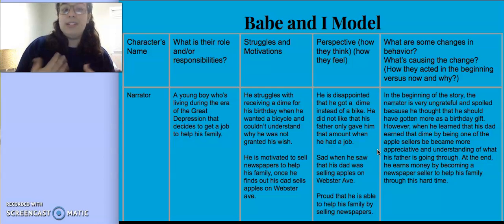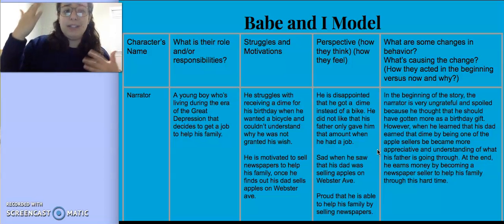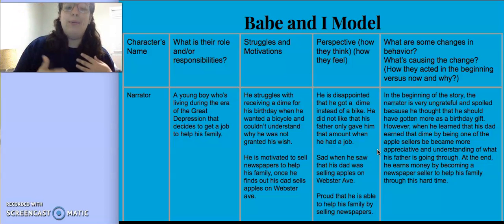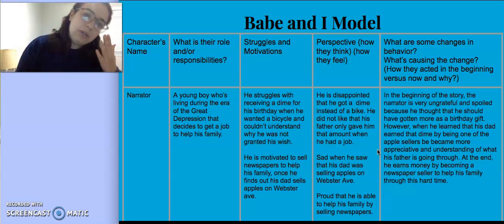So it's definitely what he's thinking, definitely what he's feeling. In his mind, he's like, wait, I thought my dad had a job. Oh, like now he doesn't have a job, he's selling apples. Maybe that's why I got a dime for my birthday and not a bike. And he's thinking and feeling all of these feelings. And then towards the end, I think he feels really proud that he's able to help his family by selling newspapers in front of the stadium.